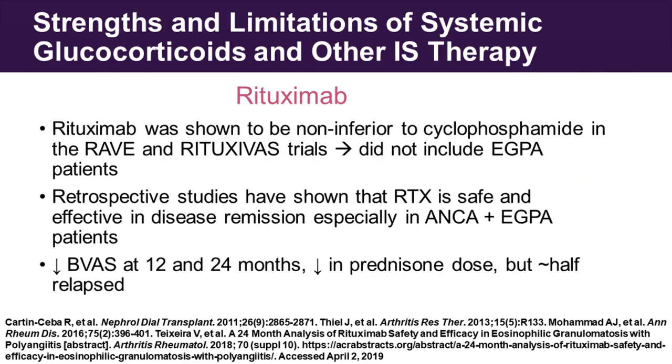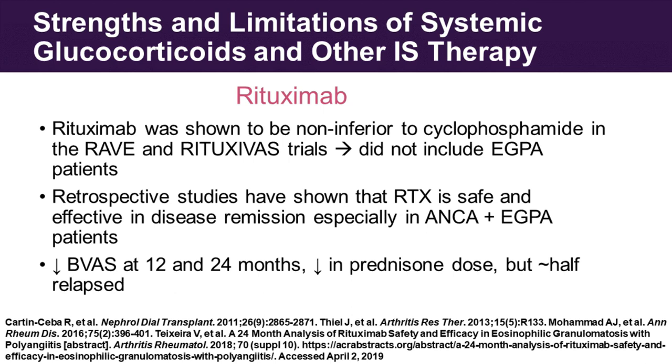So we'll talk about rituximab. We know that we are using it a lot more regularly nowadays to get our patients into remission, and now even more recently to keep them there with maintenance therapy using rituximab in ANCA vasculitis. And this has been shown to be non-inferior to Cytoxan in the RAVE and the rituximab trials. Again, they did not include EGPA patients.